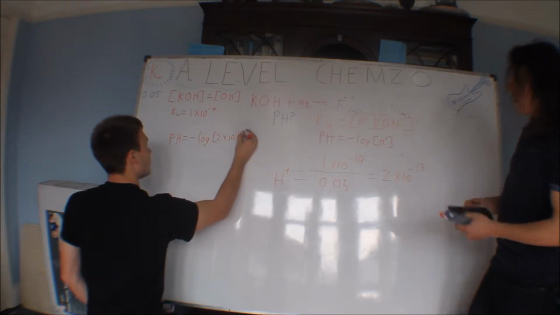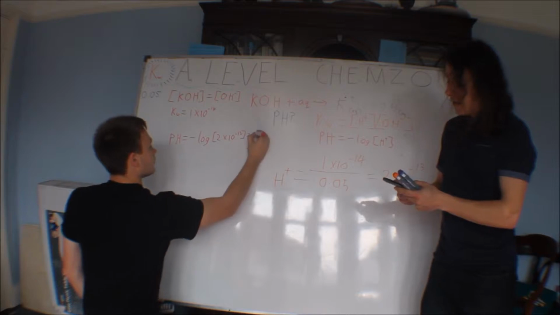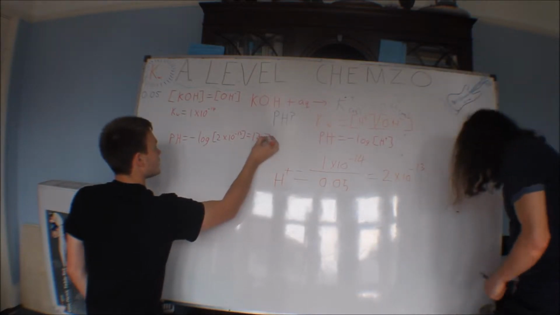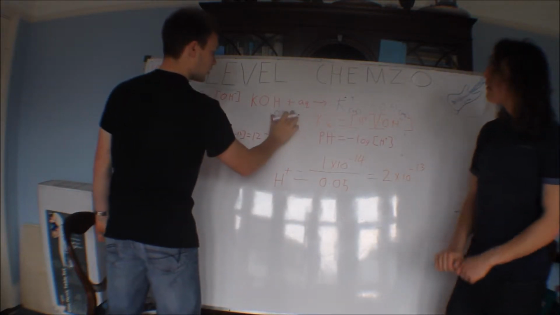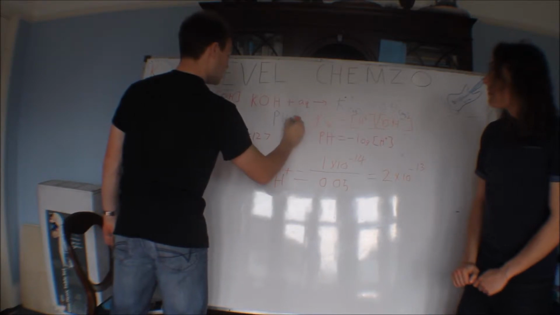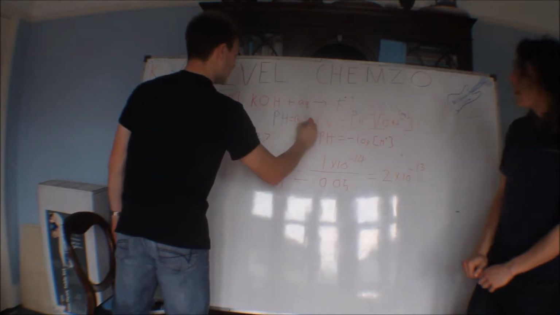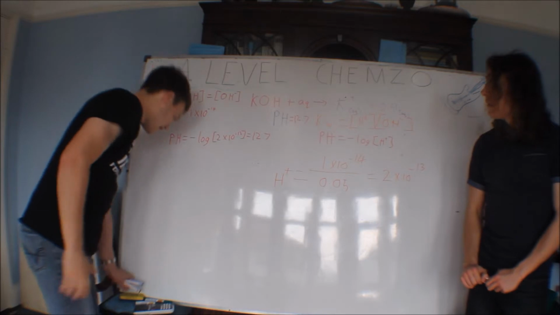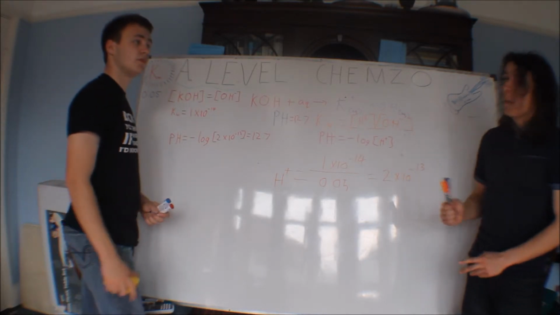And that will give you a value for pH, which is 12.7 to one decimal place. 12.7. So there we go, we've answered the question. We've found the pH. It is 12.7. Great success. Excellent. This, however, isn't the only method of doing it.